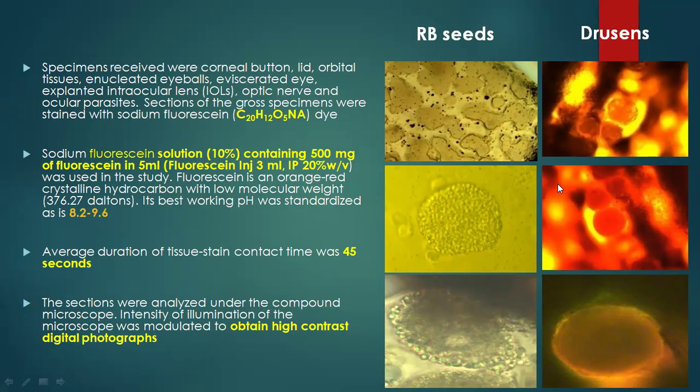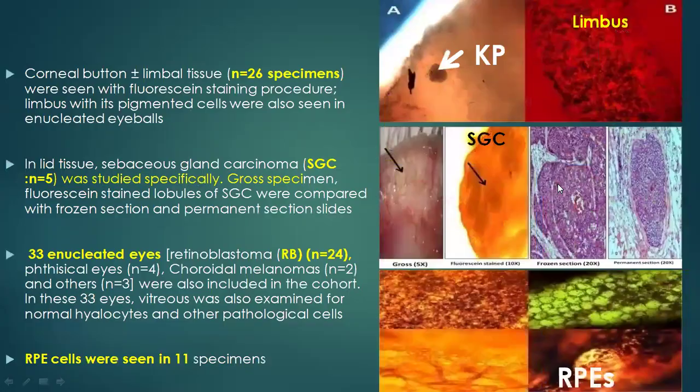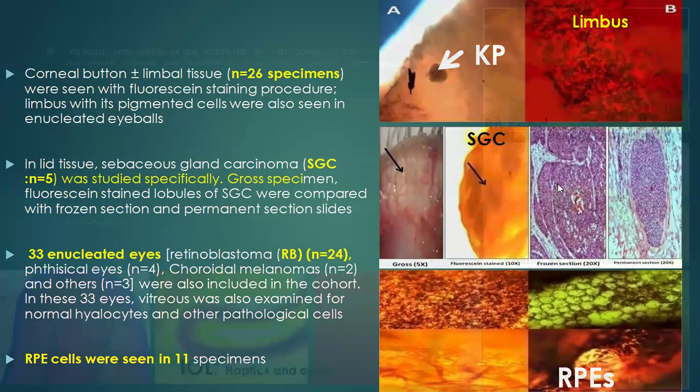If you want to go to a higher magnification objective, you put a cover slip, otherwise the stain will percolate into the objective of the compound microscope and can damage your microscope. So these are the specimens: corneal button and limbus, sebaceous gland carcinoma, retinoblastoma in 24 cases, choroidal melanoma in 3 cases, and RPE cells in 11 cases.